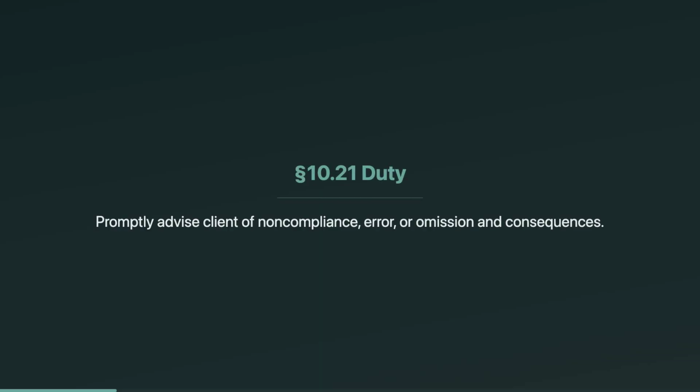Section 10.21 kicks in the moment you know a client didn't comply with the revenue laws, or you spot an error or omission on a return. No matter if it's from your own work, records you review, or a prior preparer's file you inherit. On the EA exam, they'll test the trigger words: non-compliance, error, or omission. Once you have knowledge, you have a duty. Promptly.